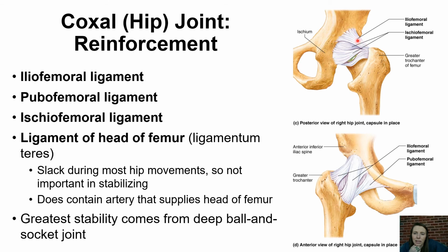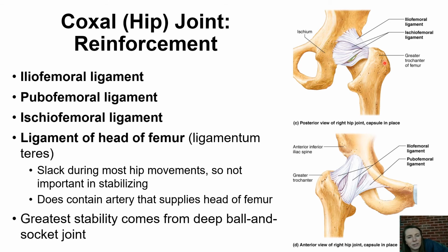The iliofemoral ligament also has two fiber directions on the anterior side. We have the pubofemoral ligament, which goes from the pubis to the femur. So that's what you see here. We also have the ischiofemoral ligament, which goes from the ischium, the butt bone part of your hip, and then goes in and attaches to the femur.